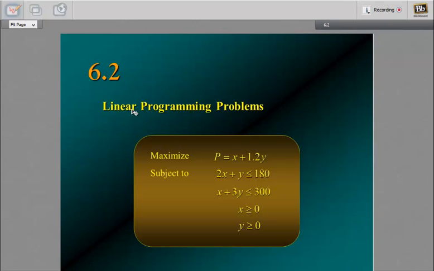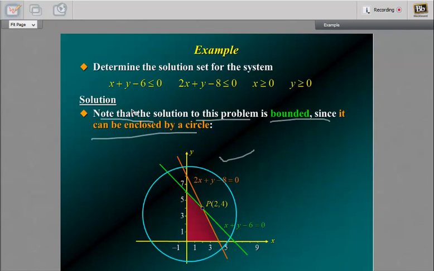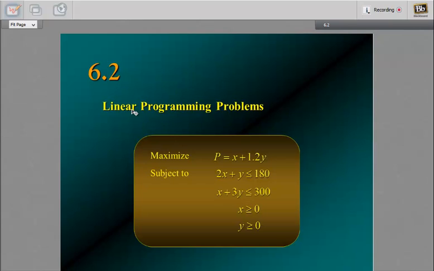Till now we discussed the equations of two lines, and we can solve these two lines and get a feasible region. Now there is a linear programming problem. Here we have the two lines as usual. The equations of the two lines are the same, there is no change, but there are two extra things.